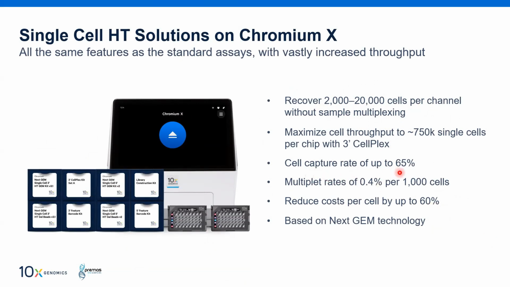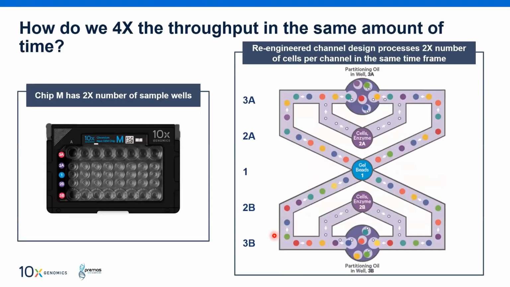And the capture efficiency is still 65%. Multiplet rate is low, around 0.5% for 1,000 cells. And it is able to reduce the overall cost of the project by 60%. And if you're doing cell multiplexing, you are able to do up to 750,000 cells in one run. So it is a very highly flexible system which supports the existing kits and also the new ST kits.